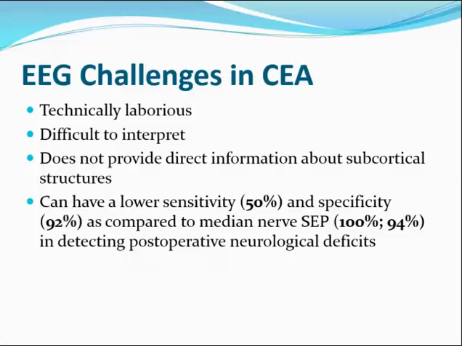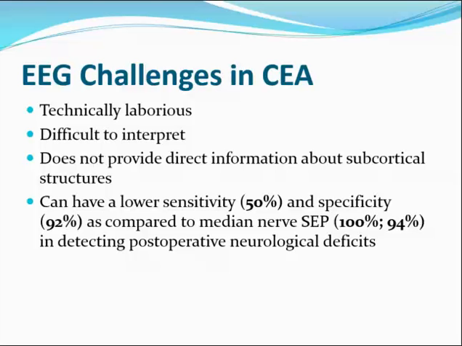EEG also has a challenge in that it can have a lower sensitivity, as low as 50%, and it might have a high specificity of 92%. But when you compare that to SEPs, some reports say 100% sensitivity and 94% specificity when it comes to blood flow to the cortex and even the subcortical structures.